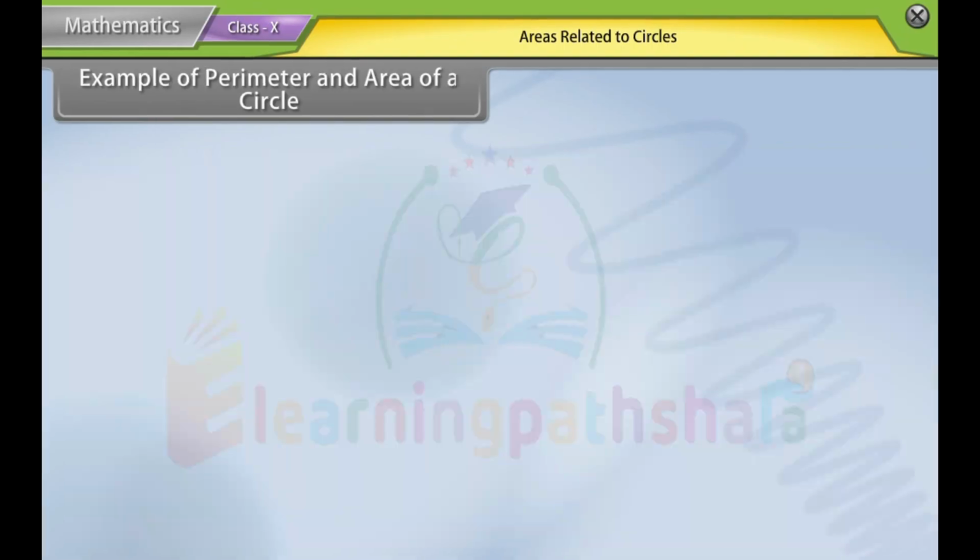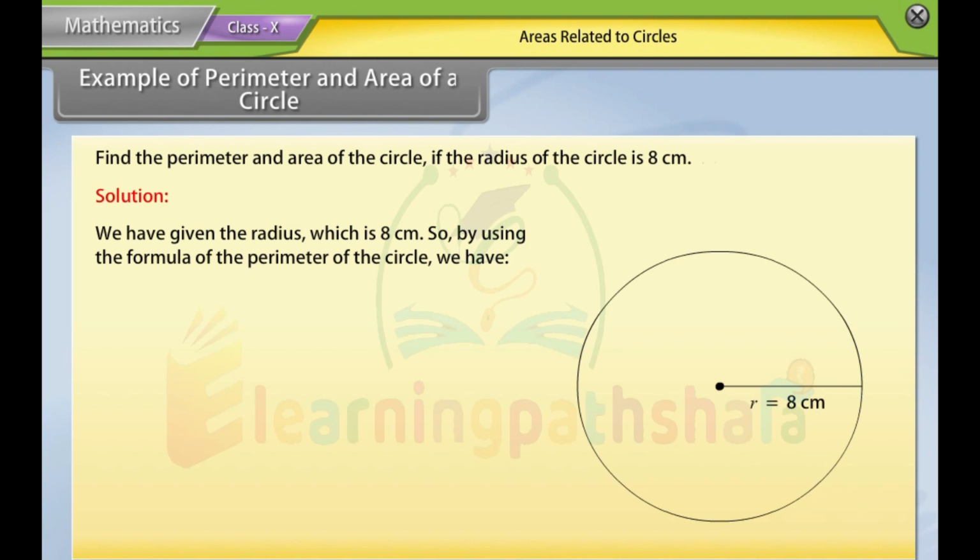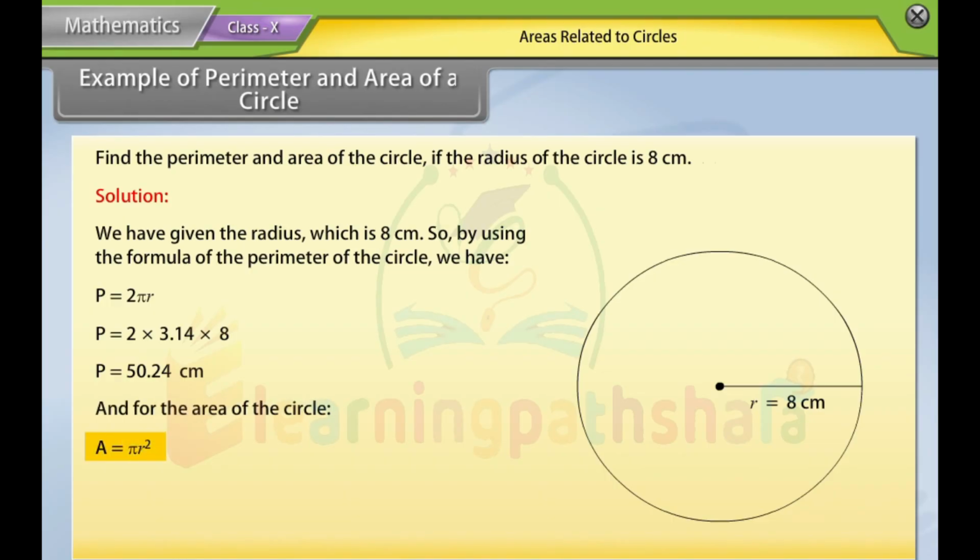56.5487 meter. Example 2. Find the perimeter and area of the circle if the radius of the circle is 8 centimeter. Solution. We have given the radius which is 8 centimeter. So by using the formula of the perimeter of the circle, we have P is equal to 2 pi r. P equals 2 into 3.14 into 8. P equals 50.24 centimeter. And for the area of the circle, A is equal to pi r square. A equals 3.14 into 8 square. A equals 200.96 centimeters square.